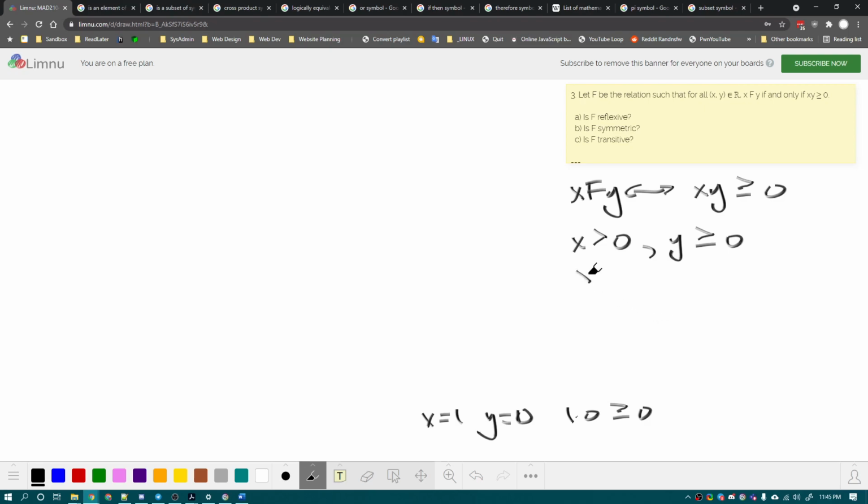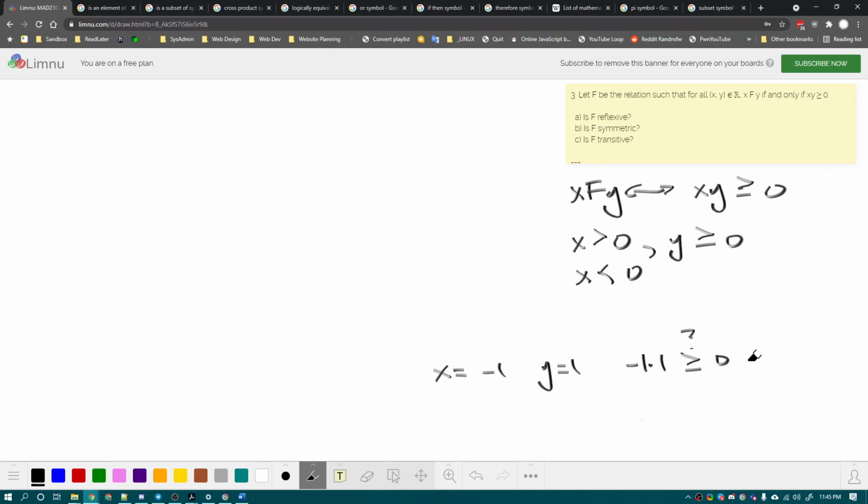Well, what happens when x is less than 0? For instance, negative numbers. We could have x equal to negative 1. What happens if y is equal to 1? That's negative 1 times 1. Is that greater than or equal to 0? It sure is not, because negative 1 is less than 0. So y cannot be 1.